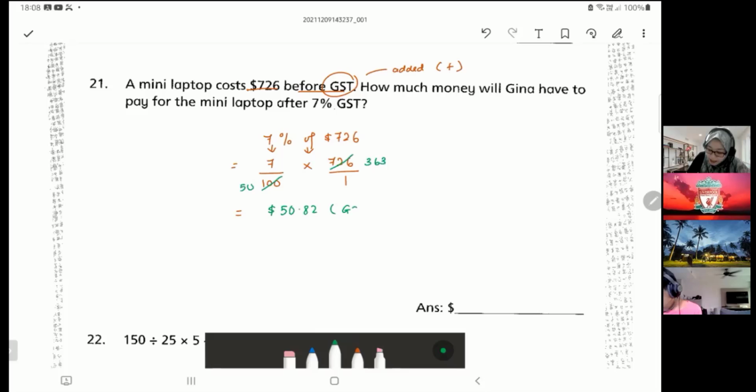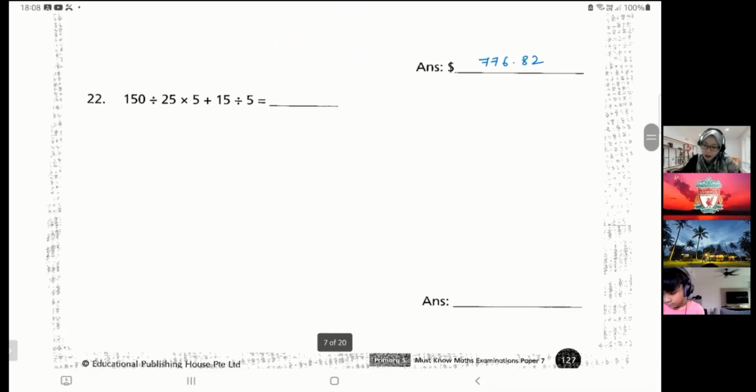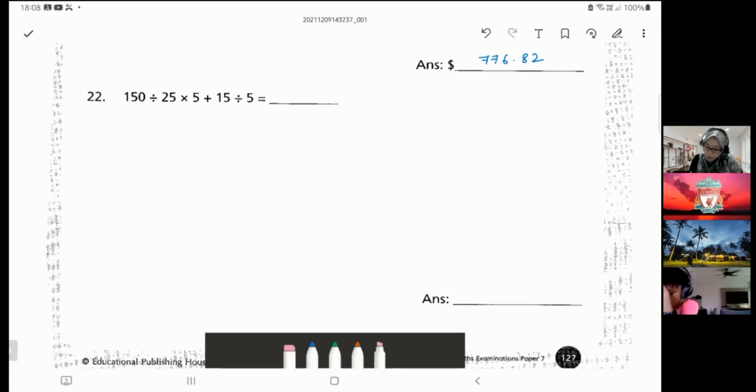This is GST only. Do I want the GST? No. How much money do I have to pay for the laptop? Means you must add it in, right? 726 plus $50.82 equals $776.82. That's your answer. Some of you might get the steps correct, but because you're careless in your calculation, you get it wrong. Be careful with that, because Paper 1 Booklet B is like that. Many calculations to be done.